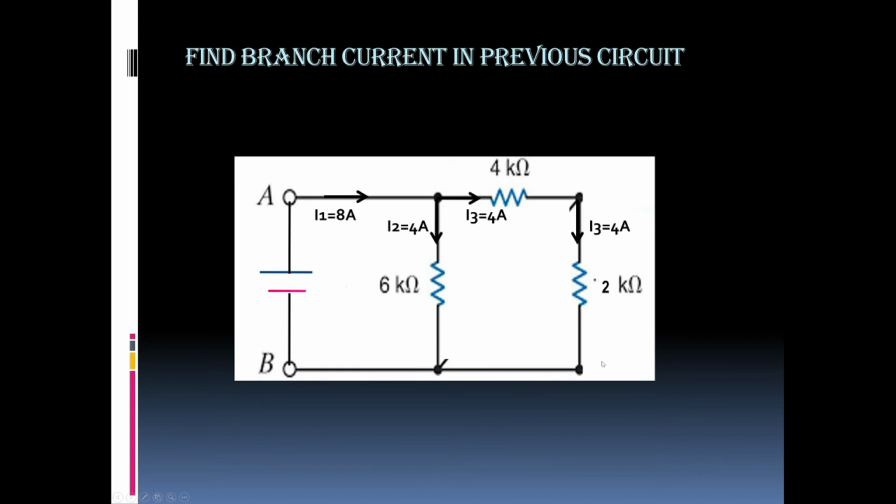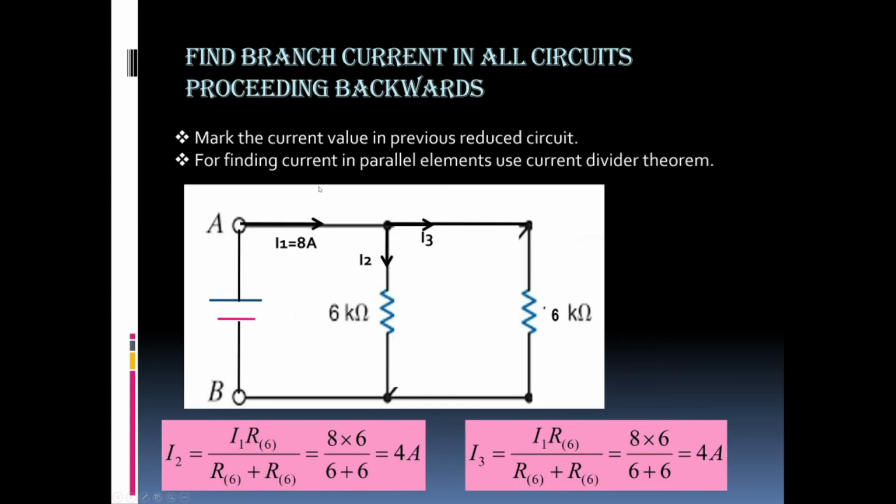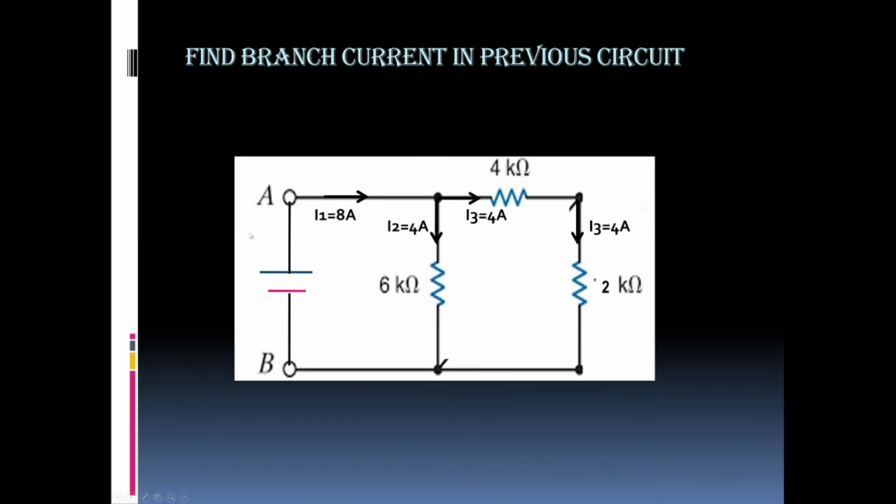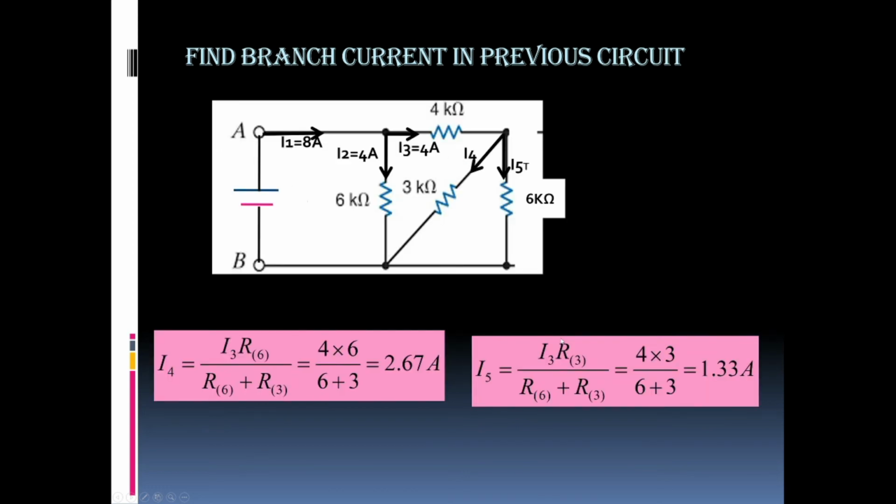Next, go to the previous circuit, which is this circuit. In this circuit you can see that the current I2 is 4 ampere. From the previous we know that it's 4 ampere, and I3 is 4 ampere, so that's what they've put here. I1, 8 ampere, flows here. It gets split into I2, which is 4 ampere, and I3, which is 4 ampere. The I3 current flows through both the resistances, so you don't have to find the current through them. It's in series, so you don't have to find the current.